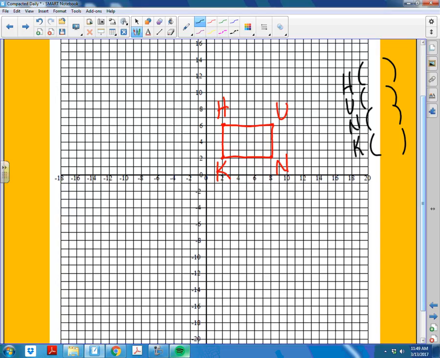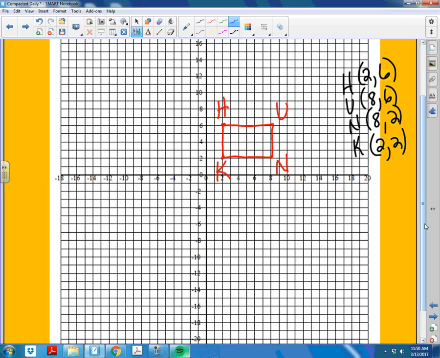Okay, so right on the coordinate grid, I want to make sure that you can write coordinates because that's going to be an important part of this. You should have gotten for H is 2, 6. For U is 8, 6. For N is 8, 2. And 2, 2.